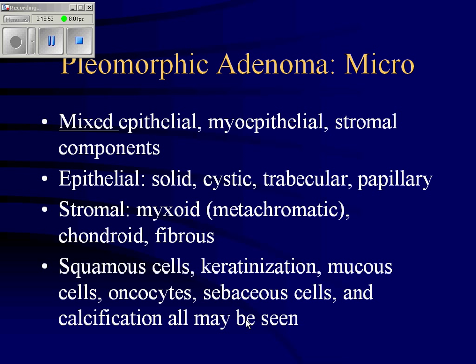It's a really nice, easy diagnosis to make. Sometimes you'll see chondroid, which is not expected, with cartilage, and fibrostroma as well. Squamous cells can occur. There can be keratinization. There can be mucous cells, oncocytes, even sebaceous cells, even calcification. Sometimes, very rarely, you'll even see benign bone formation in these things.